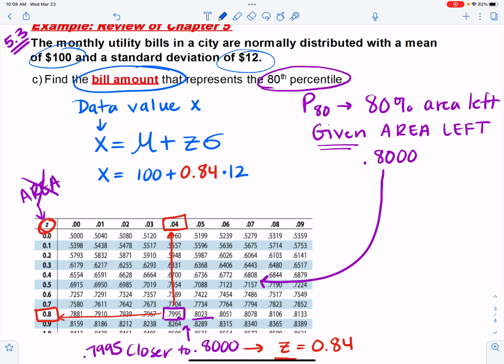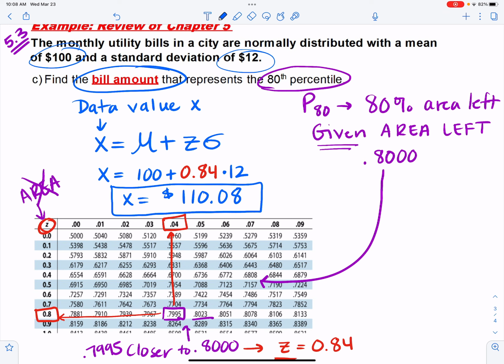So z-score 0.84 times the standard deviation plus the mean gives me a bill amount, so I'm back to money here, in dollars, a bill amount of $110.08. And that's what I'm looking for in this case. Again, this is what was focused on in 5.3. So if you need to go back and review this process, go back to my videos that I posted in D2L for section 5.3. There's several of them in there, so make sure to go back and look at that.